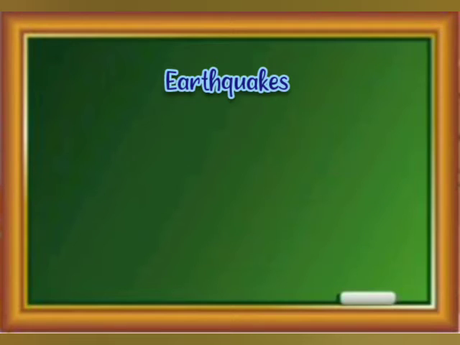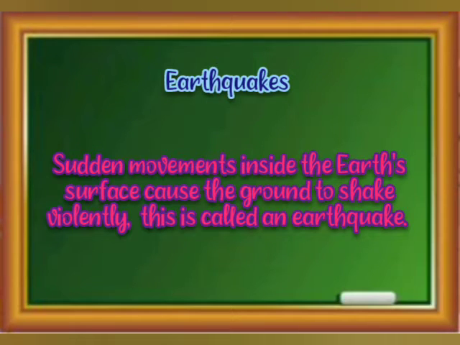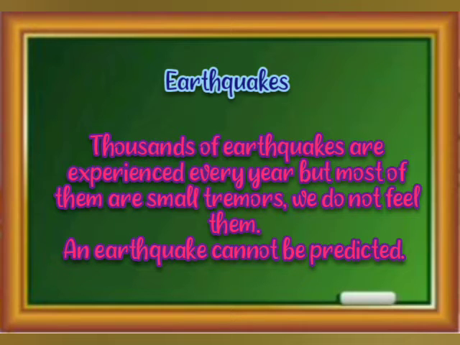Earthquakes. Sudden movements inside the earth's surface cause the ground to shake violently. This is called an earthquake. Thousands of earthquakes are experienced every year, but most of them are small tremors, which means a quivering or vibratory motion, and we do not feel them. An earthquake cannot be predicted.